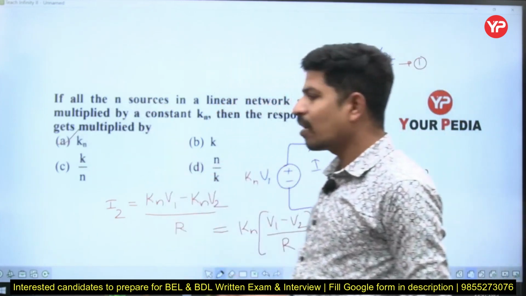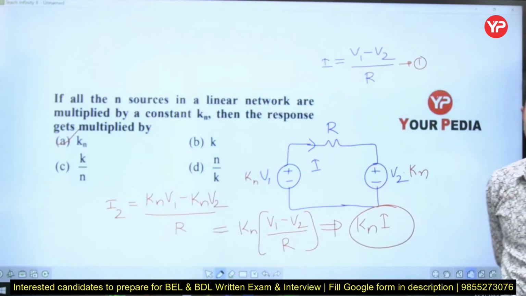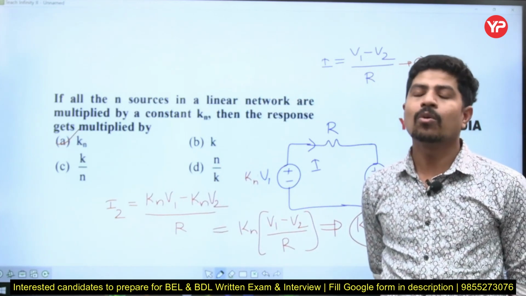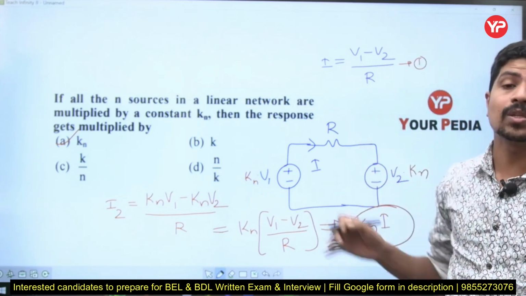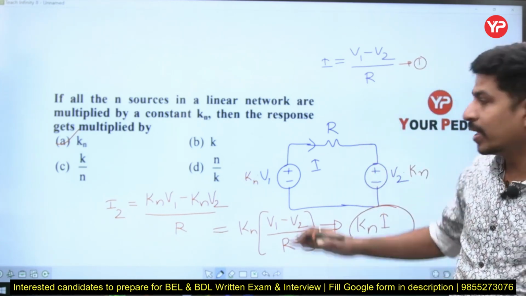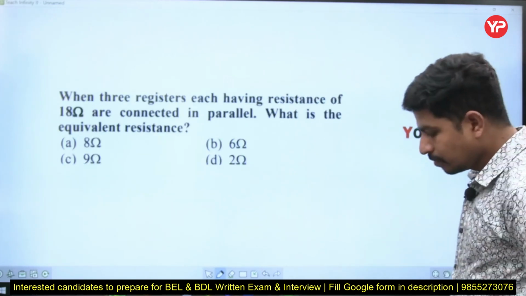Okay, do not take more than two sources. It will waste your valuable time in doing the solution. Don't take a complex circuit, but you must make sure that the circuit taken is linear, having linear elements, right? Next question please.